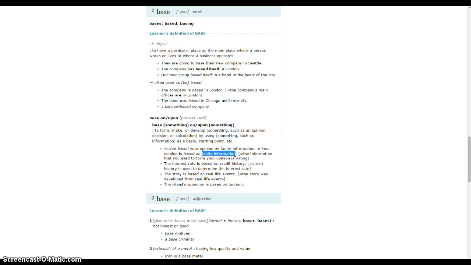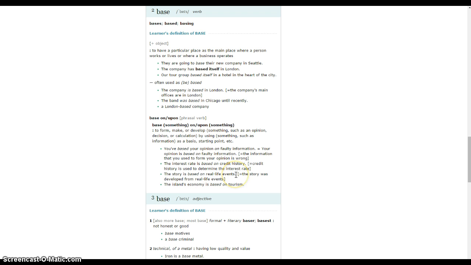Okay, so in the morning when you decide what to wear, that opinion or that decision is based on the weather forecast. Let's look at another example here. The interest rate is based on credit history. So it says credit history is used to determine the interest rate. And the story is based on real-life events.